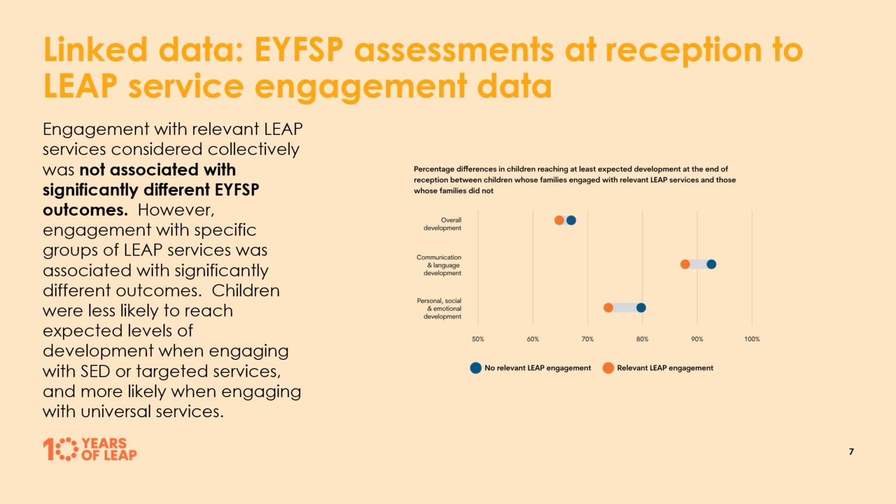More specifically, if you look at services that specialize in social and emotional development, or LEAP's targeted services, then engaged children are slightly less likely to reach expected levels of development in all three outcome domains at the end of reception age than non-engaged children. However, if you look at children engaging with LEAP's universal services, they're actually more likely to reach expected levels of development overall, and no more or less likely to reach expected development in the other domains.